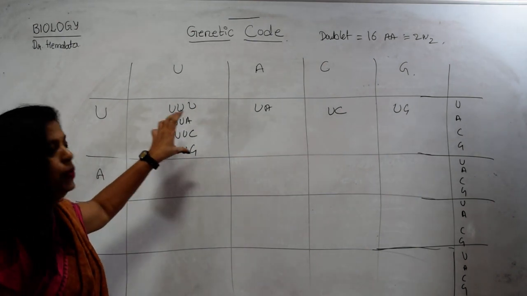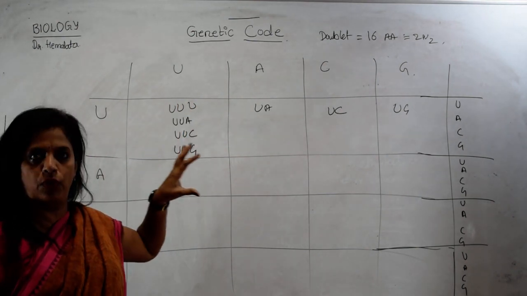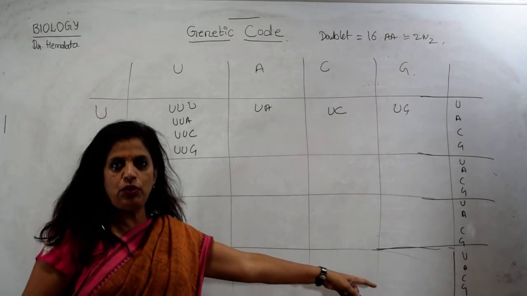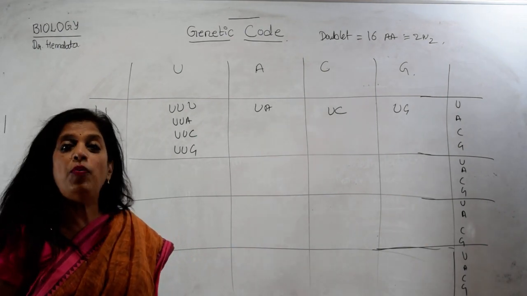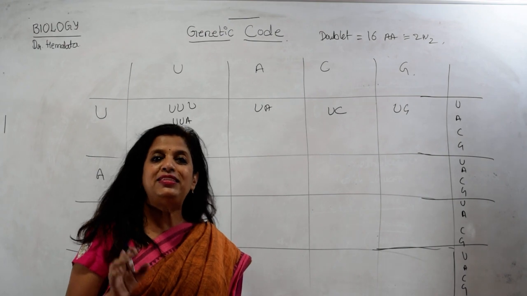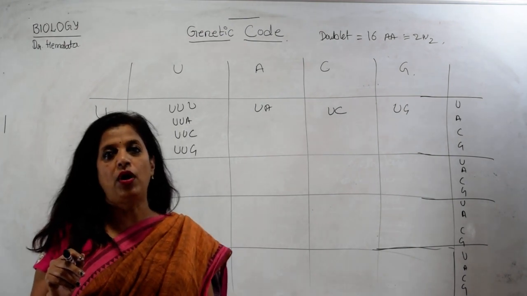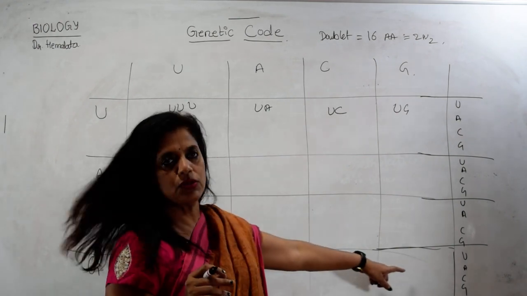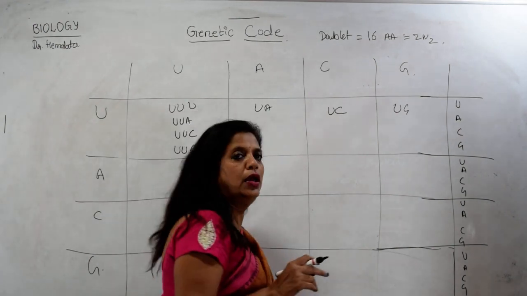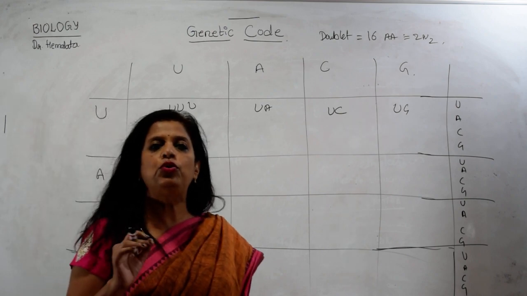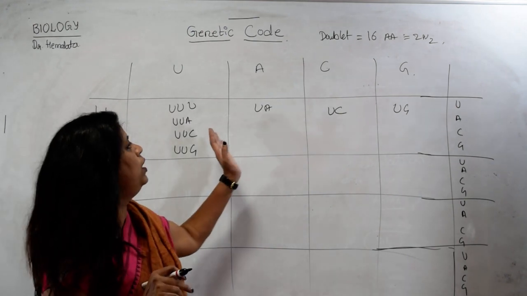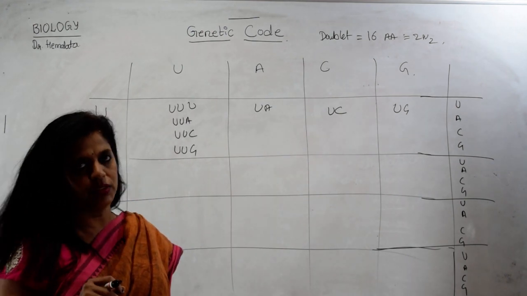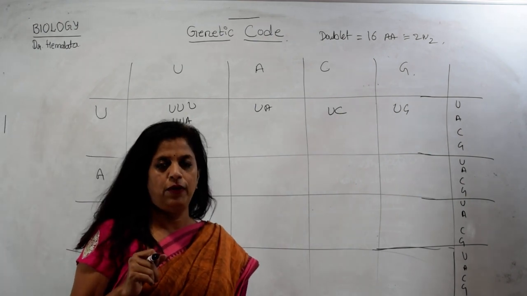So in each group, each square, we have 4. Then we have 16 squares. Totally, how many are produced? Totally 62 combinations are produced. 62 are the total combinations. Right? 16 squares into 4. Okay? That is 62 combinations. So I want you to write all these combinations. That will be your next homework. What you write?